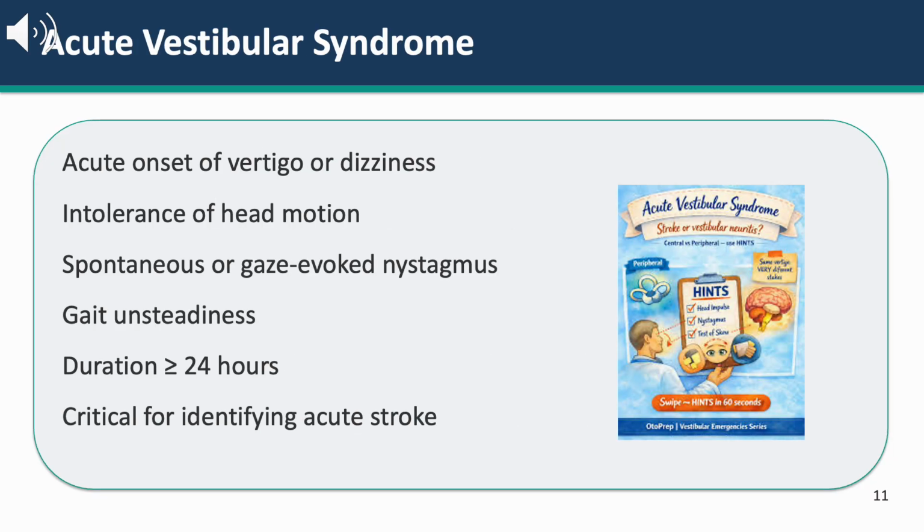The so-called acute vestibular syndrome is characterized by the acute onset of vertigo or dizziness, intolerance of head motion, spontaneous or gaze-evoked nystagmus, gait unsteadiness, and a duration of at least 24 hours. This specific subset of acute dizziness patients has been categorized to help identify, in conjunction with specified examination findings, patients with acute stroke who present with acute vertigo or dizziness to emergency rooms.